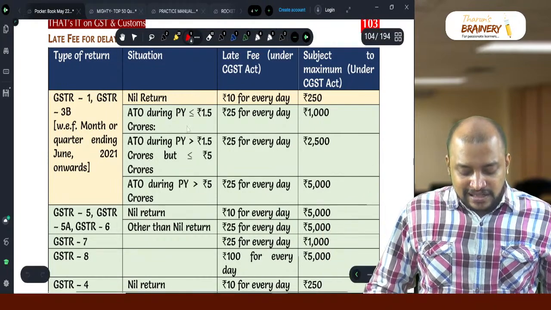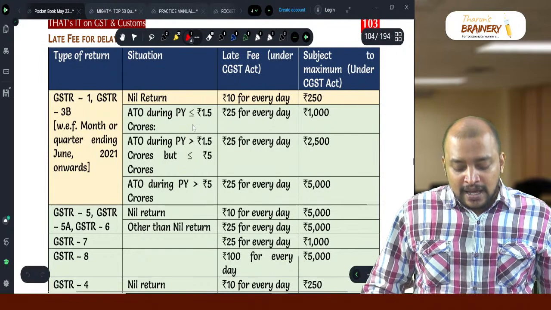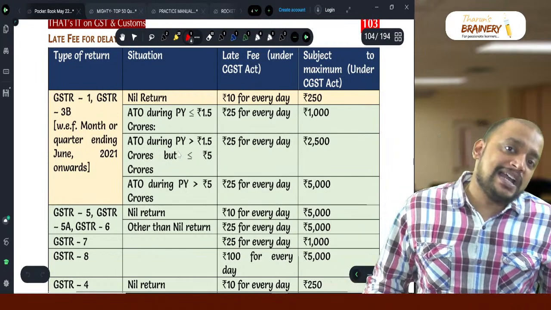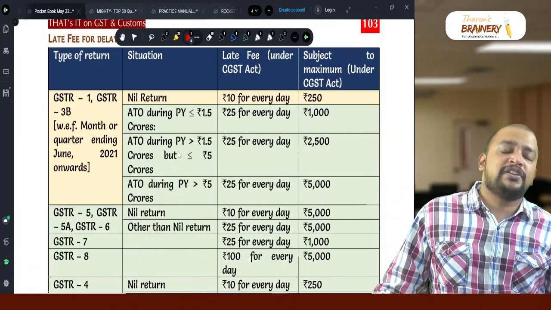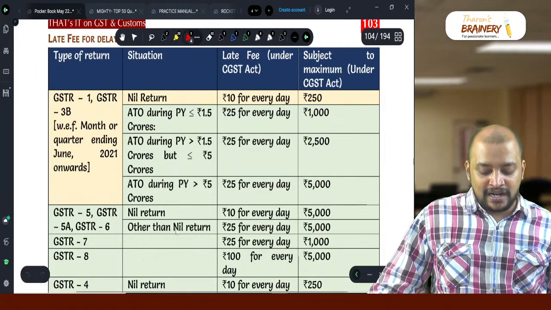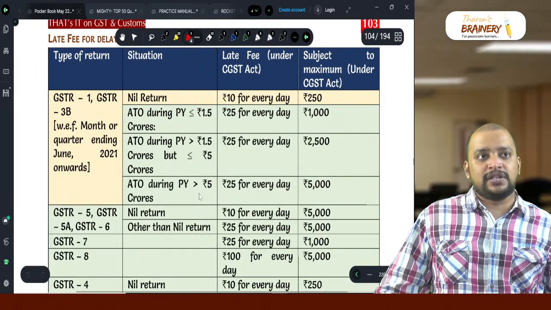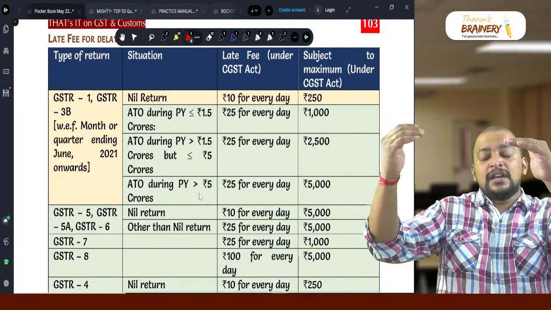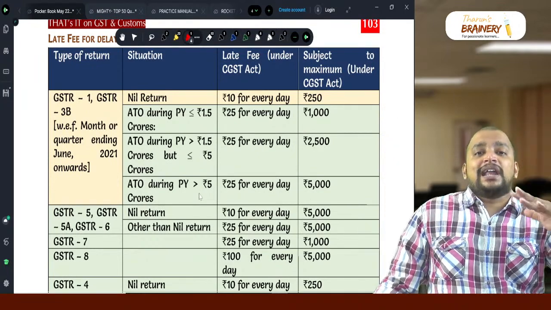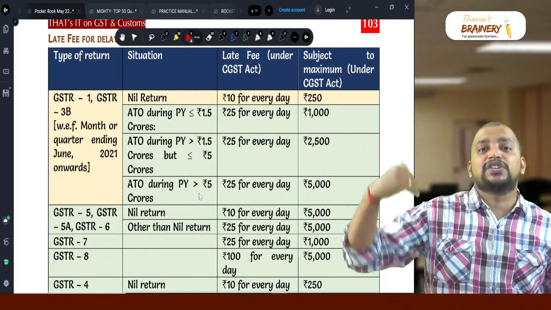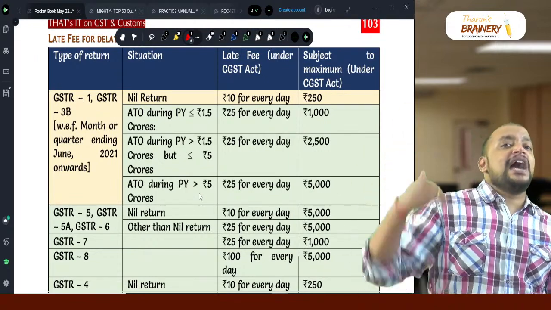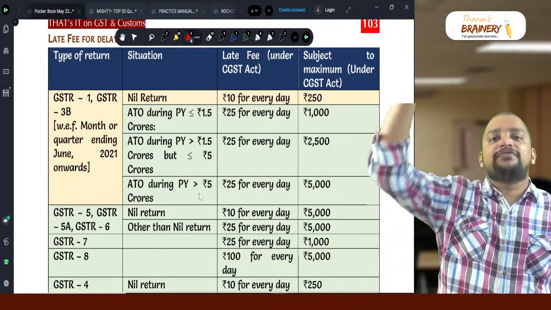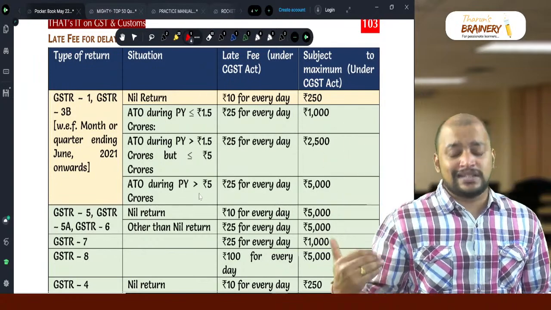If the aggregate turnover during the previous year does not exceed 1.5 crores, the maximum is 1000. If it exceeds 1.5 crores but does not exceed 5 crores, 2500. If it exceeds 5 crores, then it will be 5000. Remember, exceeds 5 crores, 5000. Does not exceed 5 but exceeds 1.5, next slab, half of it, 2500. Then again half of it, 1250, rounded off to 1000. You remember that? 5000, next 2500, next slab 1000.